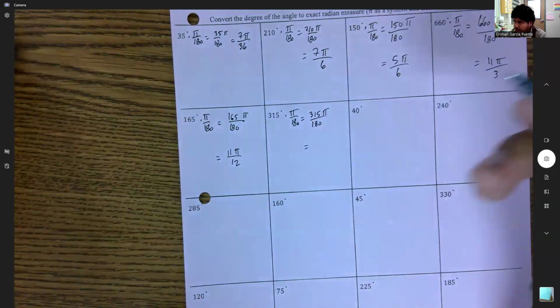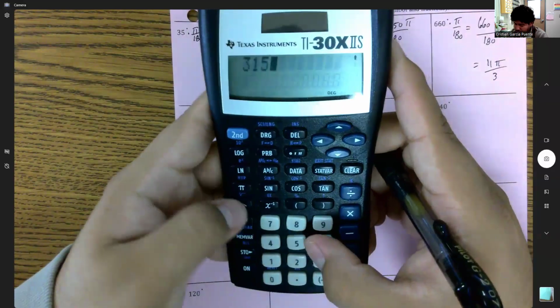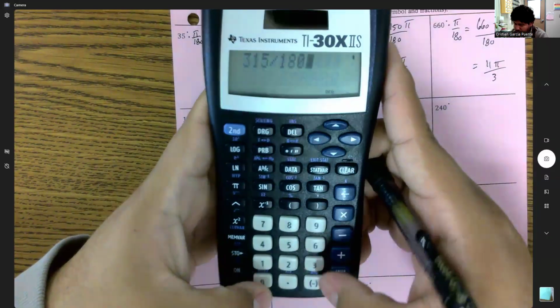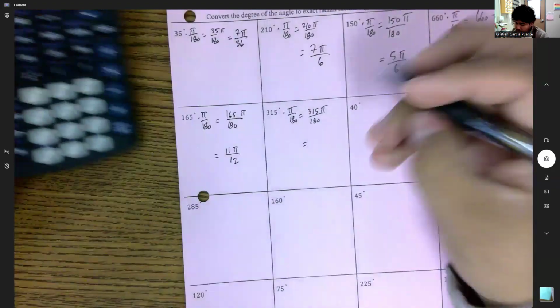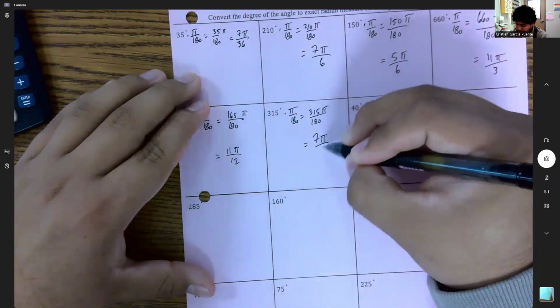Now you just put that in your calculator. So 315 divided by 180. Second PRB, second ABC. You get 7 over 4. So 7 pi over 4.